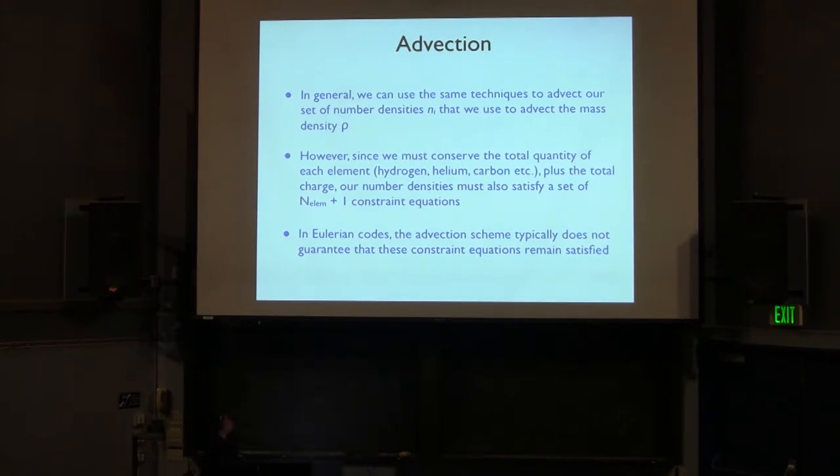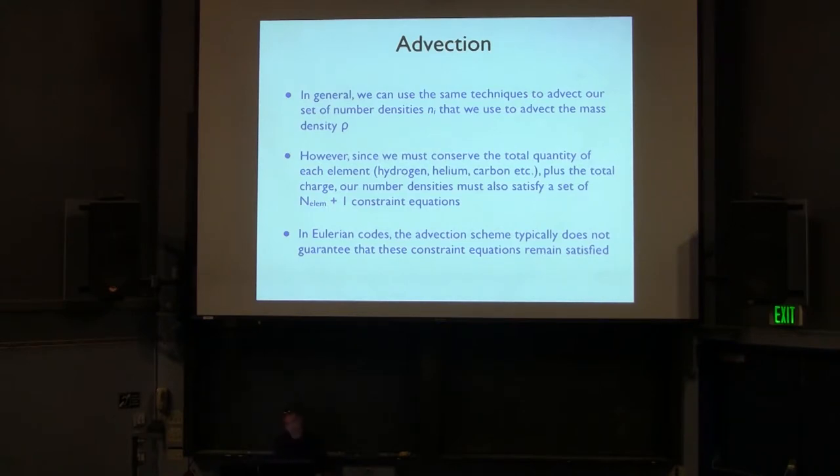And there's a bunch of equations that you have to keep solved. So if you have hydrogen, helium, carbon, that would be 3. You've also got electrons and stuff, because they can be knocked off these various different species. So you've got basically 4 different species that you have to conserve all the time. You have to conserve charge and the initial number of the species that you had to begin with.